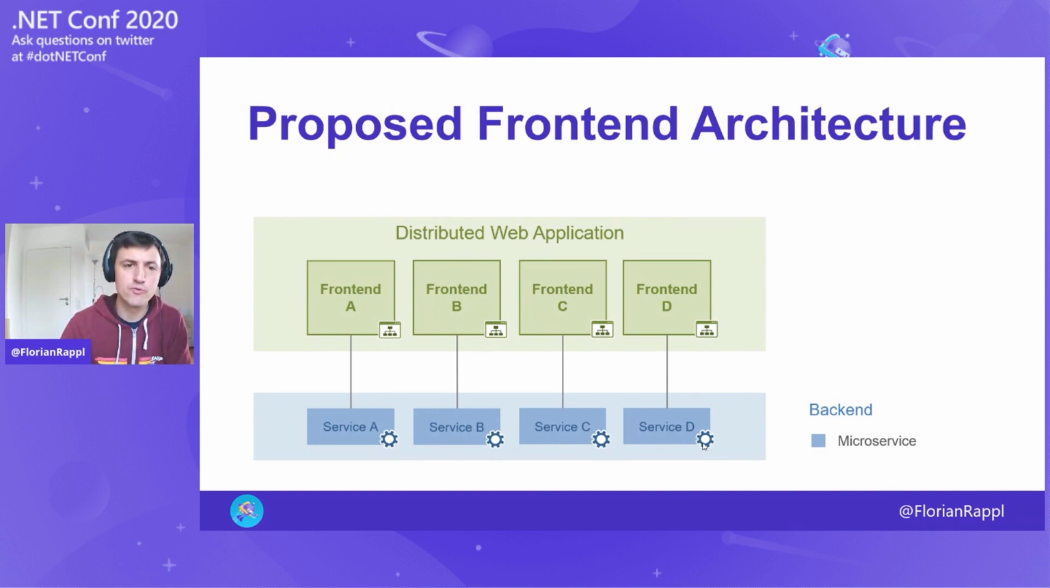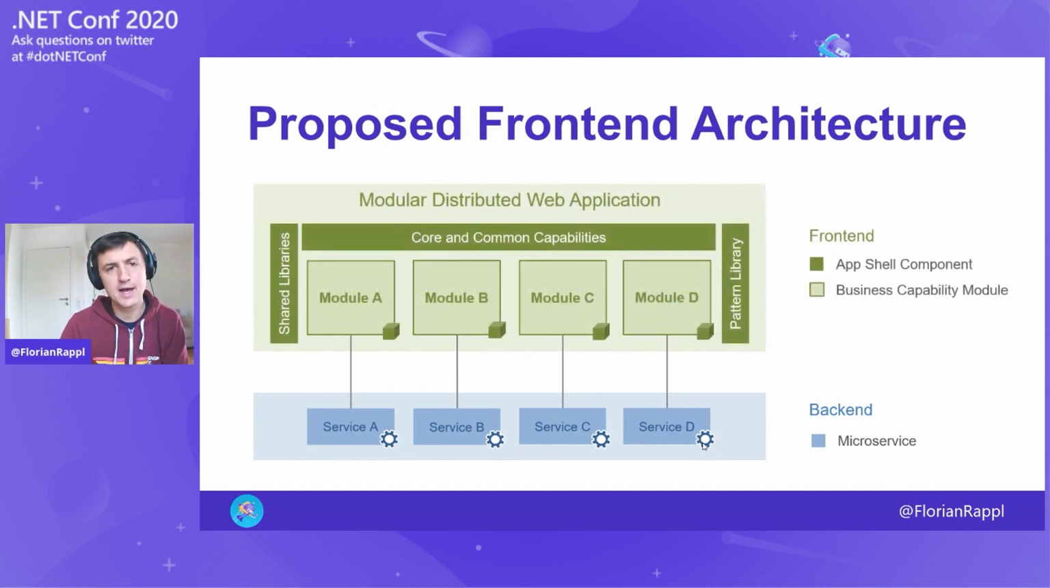And for this, what we propose is an architecture that doesn't use a dedicated web server for each microfrontend, but just packages each of these microfrontends in kind of a module. So we now have these packages, module A to module D in this case, and we wrap them in a, let's say, common architecture that we call an application shell, or in short, app shell, that also comes with some other things. For instance, some shared libraries, core and common capabilities.